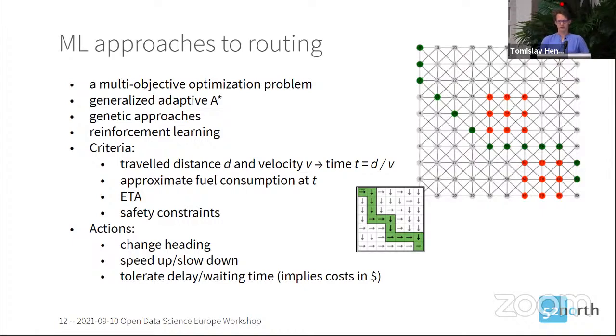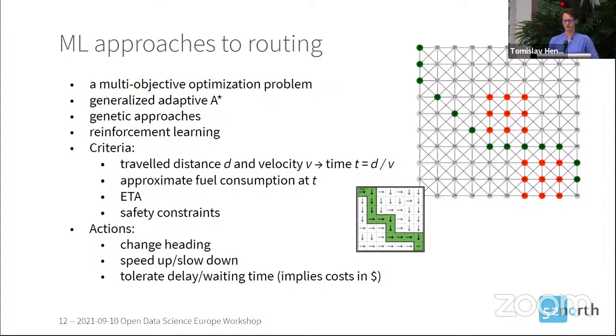So thinking about generalized adaptive A star, genetic approaches that should prove well, could also go up to reinforcement learning. So we try to find the best route here through simulations and then combine different routes, different simulations to find the overall best route. And of course, there are different criteria.